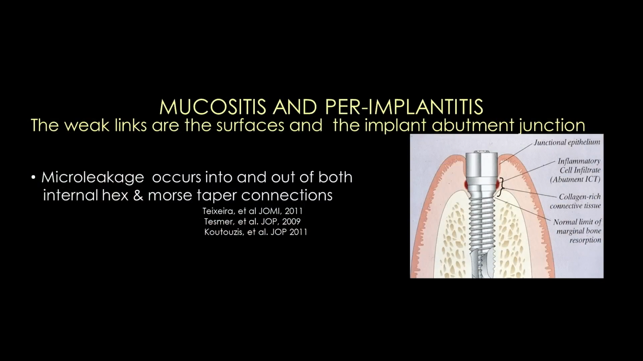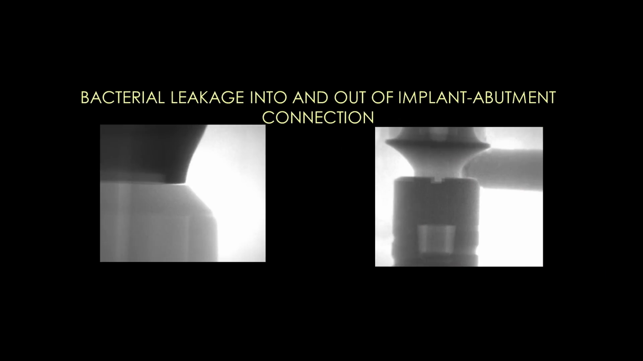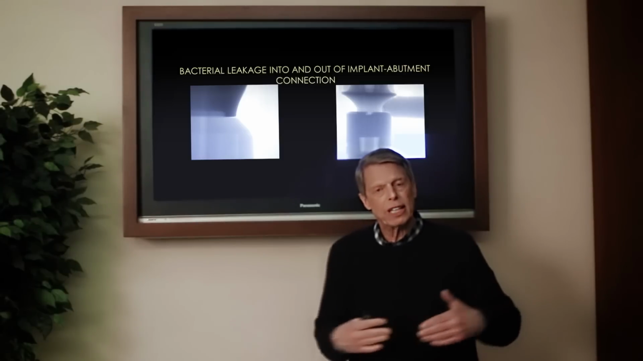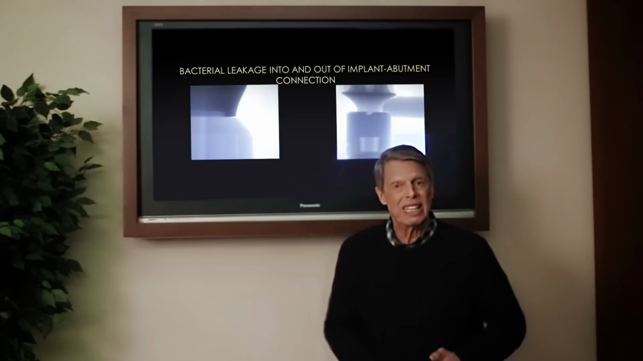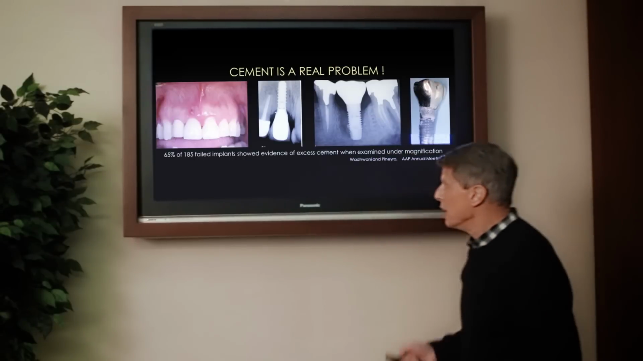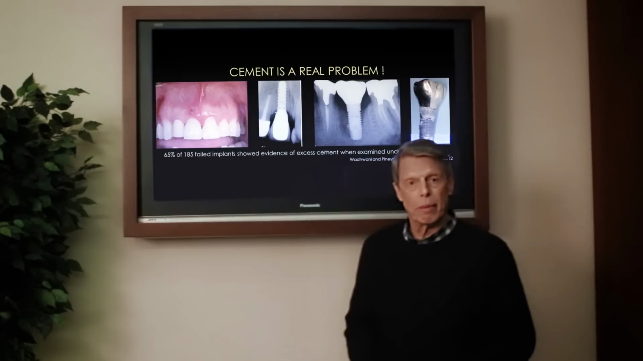The implant abutment junction is also a problem because it's been shown that microleakage occurs into and out of both internal hex and Morse taper connections. In today's world, that implant abutment junction, more often than not, is right at the crest of bone. So you can see the space here around this implant abutment junction. And as the patient chews, that area flexes and bacteria pumps in and out of that implant abutment junction, causing issues.